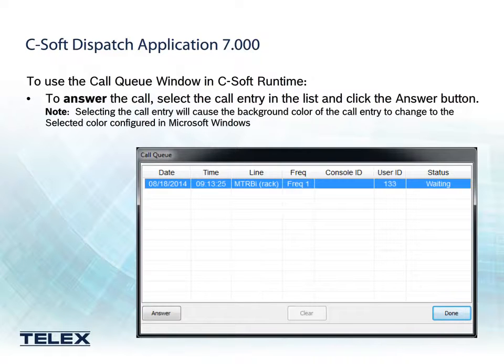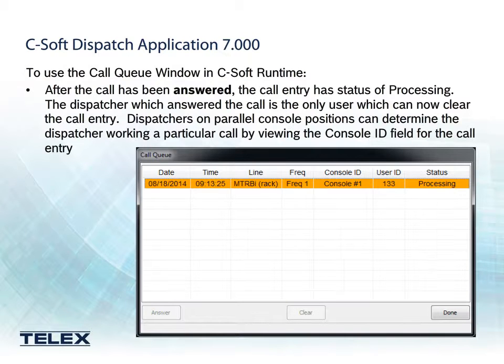To answer the call, select the call entry in the list and click the Answer button. Note, selecting the call entry will cause the background color of the call entry to change to the selected color configured in Microsoft Windows. After the call has been answered, the call entry now shows a status of processing. The dispatcher which answered the call is the only user that can now clear the call entry.